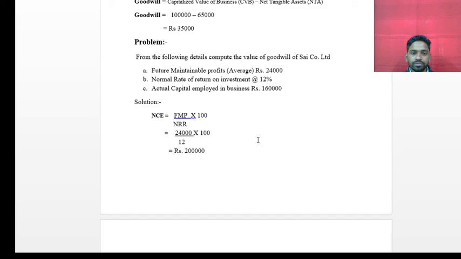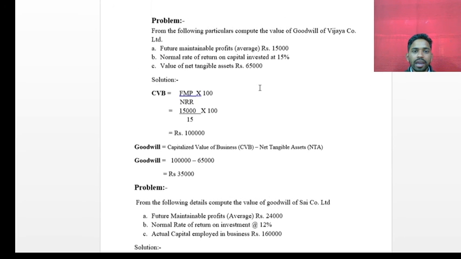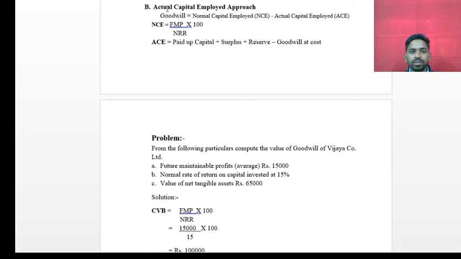Now see how to calculate goodwill under the actual capital employed approach. From the following details, compute the value of goodwill of Sai Company Limited. Future maintainable profits of rupees 24,000 is given, the normal rate of return on investment of 12% is given, and the actual capital employed in business of rupees 1,60,000 is given. With this information we have to ascertain the goodwill value under the actual capital employed approach. The formula for goodwill is normal capital employed minus actual capital employed.